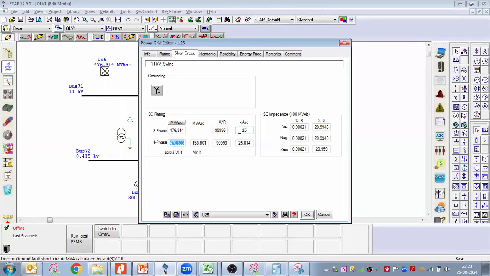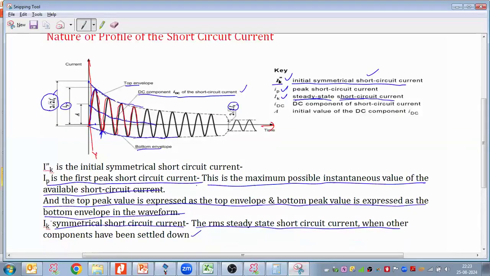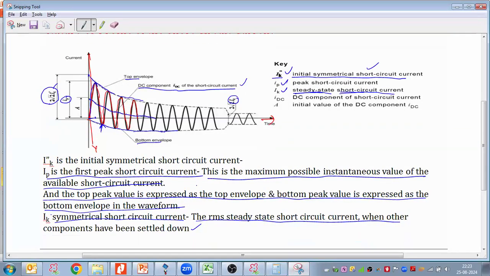RMS means root mean square. If we look at the IK waveform, which current is your short time rating? IK, sir. Short time rating, yes, that is the IK, the steady state short circuit current, and that would be symmetrical, right? Sometimes when we write the short time rating, sometimes we write a symmetrical short circuit rating, right? Yes, sir, symmetrical short circuit rating.